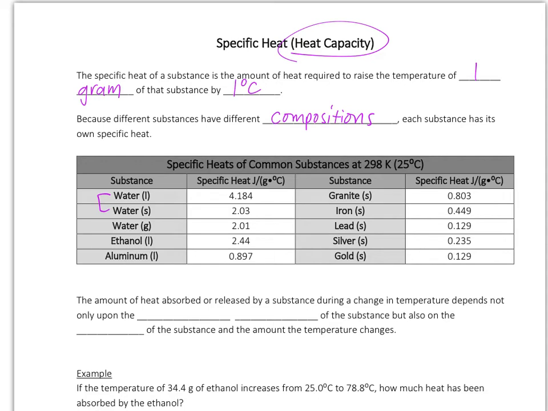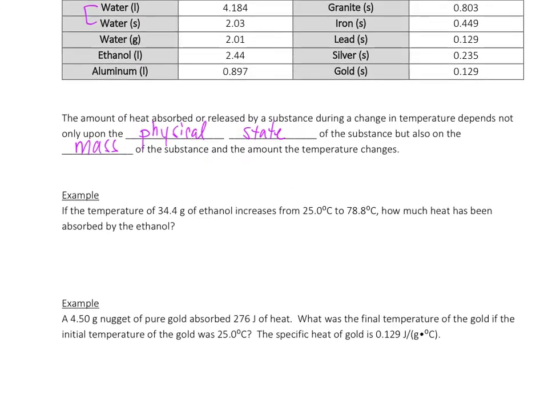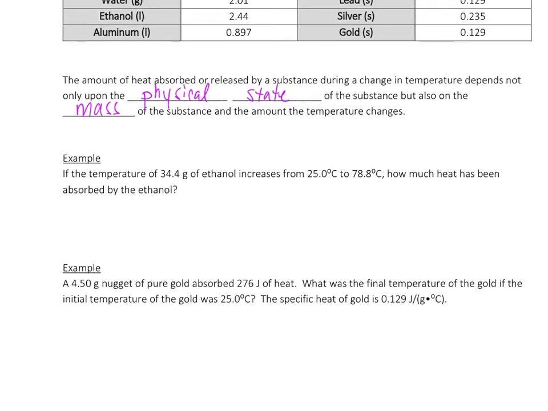The amount of heat absorbed or released by a substance during a change in its temperature is not only dependent on its physical state, but it also depends on the mass of the substance, okay, which is why we have the grams in our heat capacity.